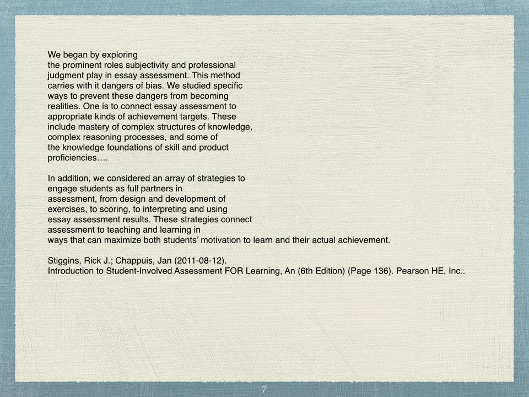Stiggins commented that we began by exploring the prominent roles subjectivity and professional judgment play in essay assessment. This method carries with it dangers of bias. We study specific ways to prevent these dangers from becoming realities. One is to connect essay assessment to appropriate kinds of achievement targets. These include mastery of complex structures of knowledge, complex reasoning processes, and some of the knowledge foundations of skill and product proficiencies. In addition, we considered an array of strategies to engage students as full partners in assessment, from design and development of exercises, to scoring, to interpreting and using essay assessment results.